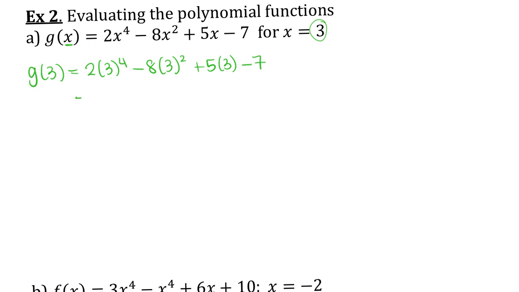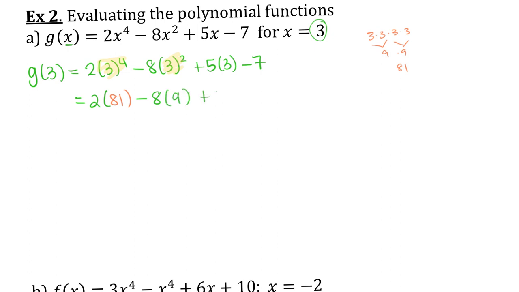Okay, watch your order of operations because you've got to do the exponents first. So I see I have to do the 3 to the fourth first, and I have to do the 3 to the second first. The other ones don't have exponents, so I can do whatever I want there. Okay, 3 to the fourth. 3 times 3 is 9. 9 times 3 is 27. 27 times 3 is 81. So 2 times 81 minus 8 times 3 squared, which is 9.